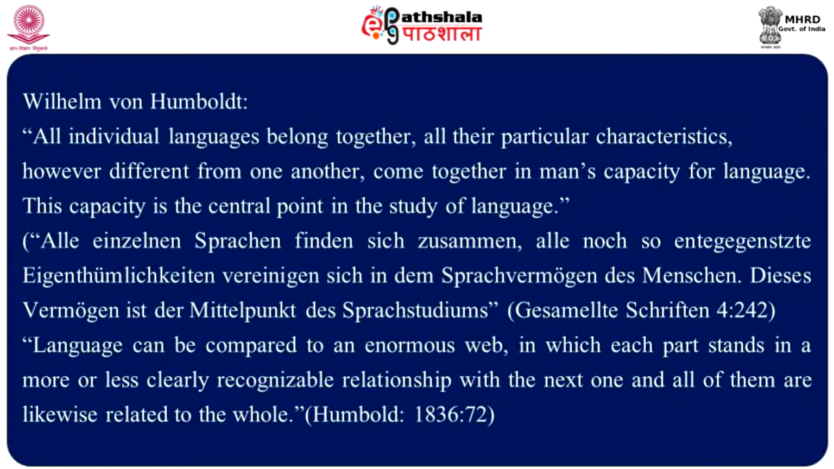It's interesting to note that the issue of conflict between principles and rules was thought of as constituting not only grammar, but also linguistic capacity in general in the work of Wilhelm von Humboldt at the beginning of modern linguistics. Look at the following statements from von Humboldt. All individual languages belong together. All their particular characteristics, however different from one another, come together in man's capacity for language. This capacity is the central point in the study of language. Language can be compared to an enormous web in which each part stands in a more or less clearly recognizable relationship with the next one, and all of them are likewise related to the whole. Humboldt was of the view that a language is driven by two forces, the force of inertia and the force of energeia, that lend it the character of a system which is in constant change.